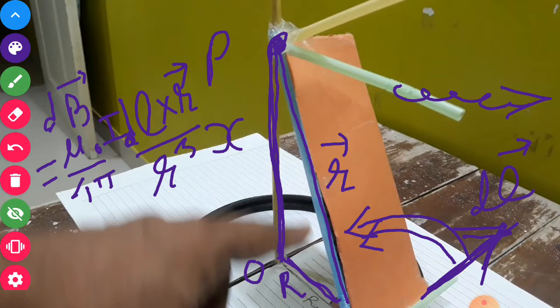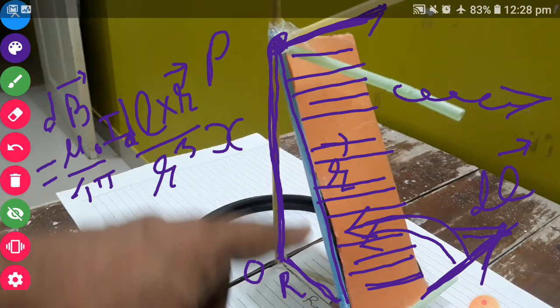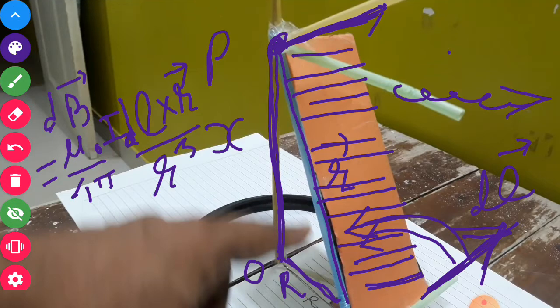Now see, dl and r form a plane which is shown by this brown colored cardboard. Perpendicular to this, the direction of dB, the small magnetic field, will be there. Or you can take it the other way: dl is rotated in the direction of vector r, and perpendicular to it, in this direction, is the yellow colored straw. This yellow colored straw will show you the direction of the magnetic field dB.